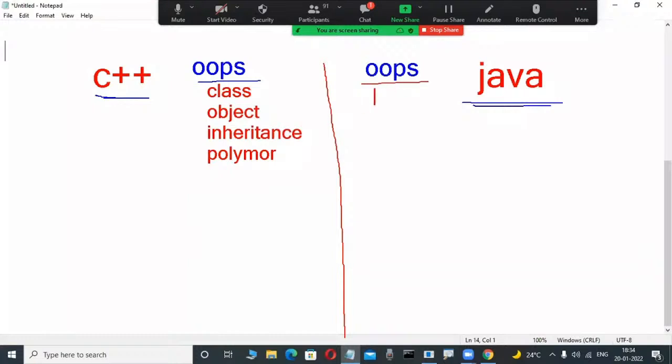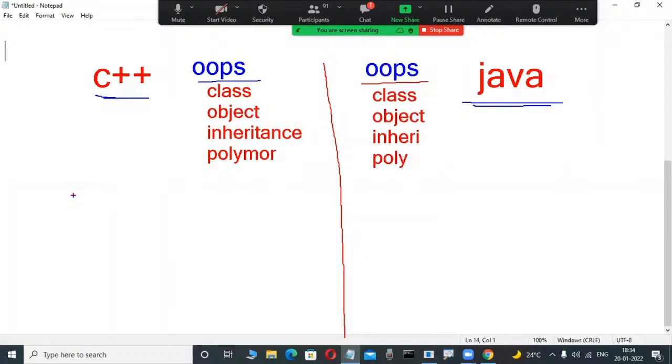OOPS concepts mean: what is a class? What is an object? What is inheritance? What is polymorphism? So many concepts are there. That's why conceptually class, object, inheritance, polymorphism are the same in C++ and Java. Like this, there are also encapsulation, binding and so on. But observe here.